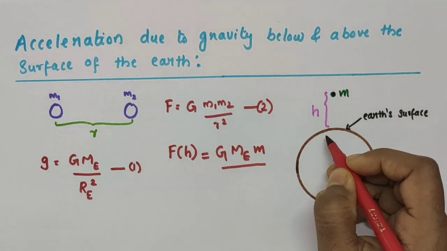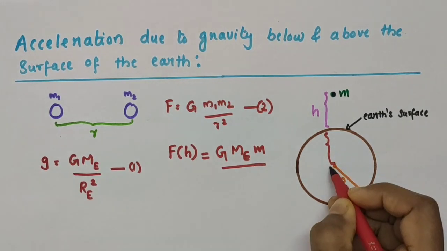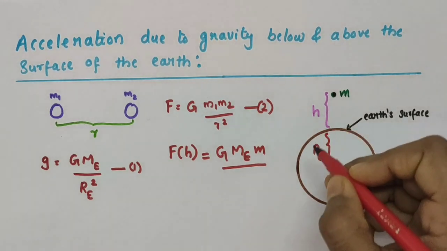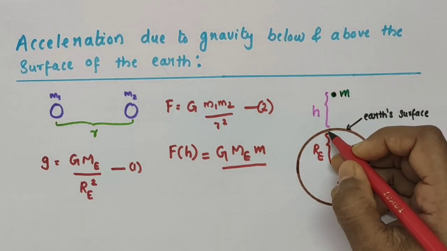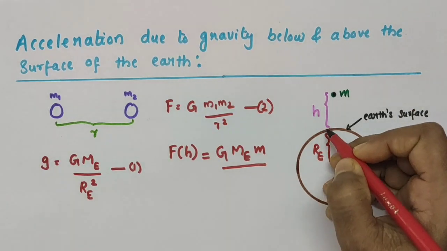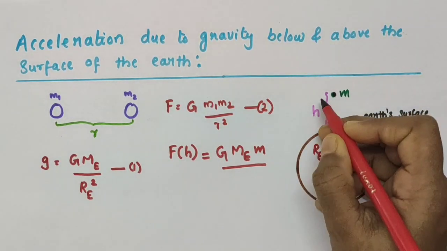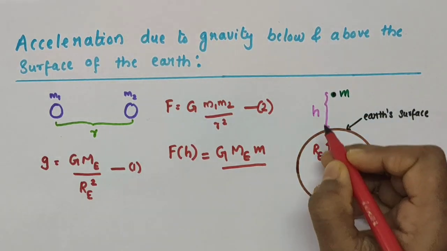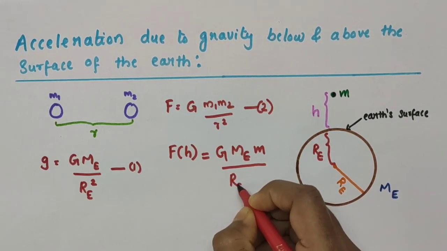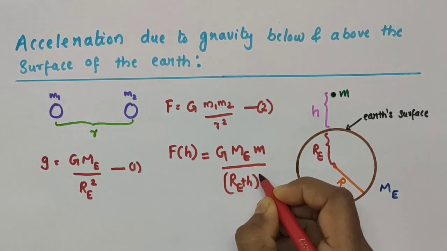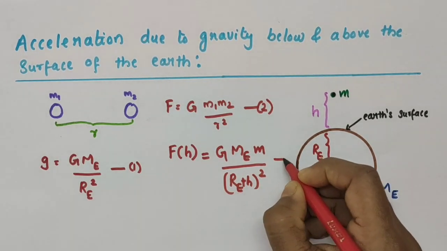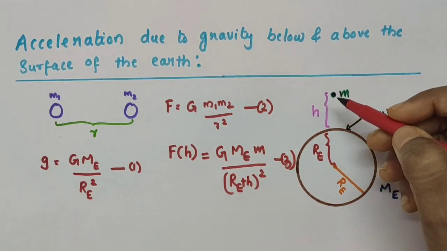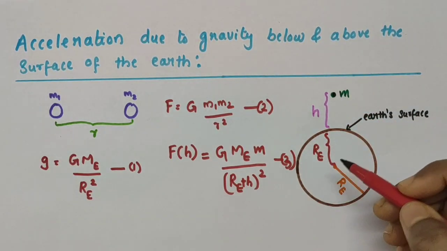Here r will be what? From the center of the earth to the earth's surface, that distance will be equal to the radius of the earth, when we consider the earth as a perfect sphere. Then from the earth's surface to this point mass, that distance is h. So from the earth's center to this point mass, the total distance is Re + h. So in place of r², we can write (Re + h)². I am taking this as equation number 3. Here the distance of separation between the point mass and the earth is measured from the center of the earth.